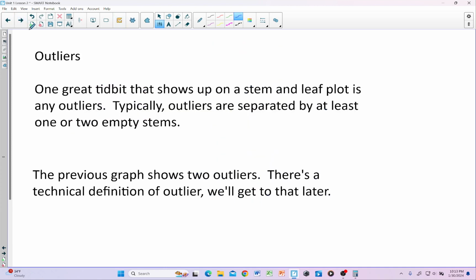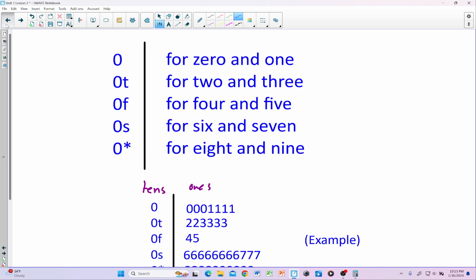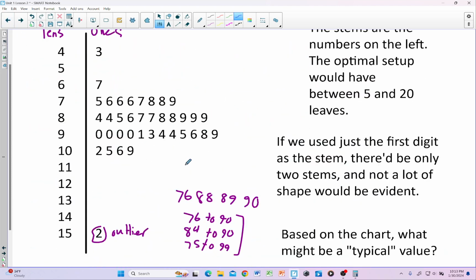Okay, so as I've said before, outliers show up really easily. So outliers are separated by at least one or two empty stems. There are some technical definitions of outliers. So here, this graph has no outliers, but the previous one that we did here clearly has an outlier. Now, what about the 43? Is that an outlier? It does have a gap here, so maybe that's an outlier. That's something we'd have to check later.